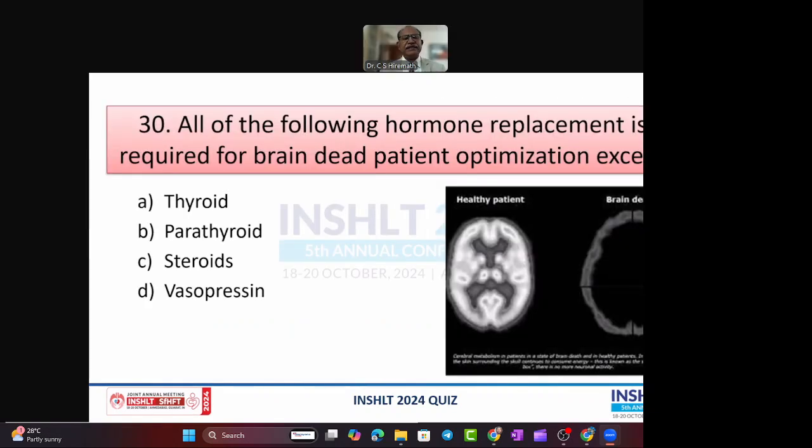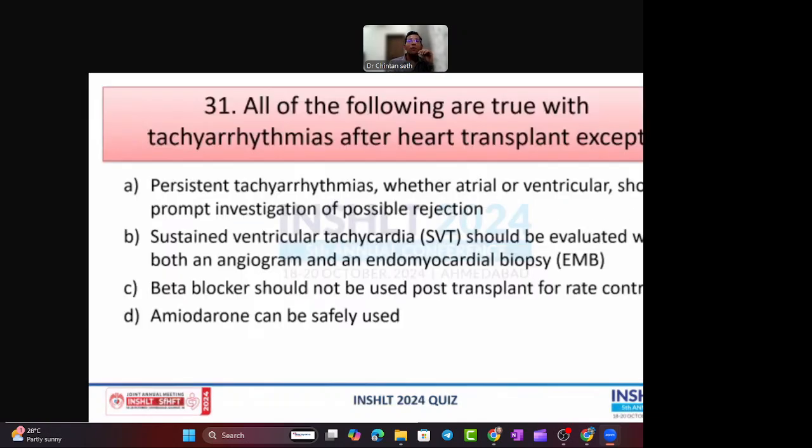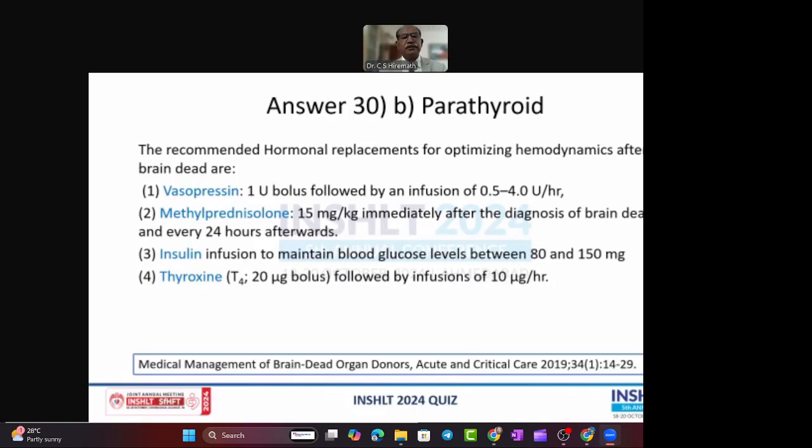All of the following hormone replacement is required for brain dead patient optimization except. The answer is obviously parathyroid, because when a patient is brain dead, the pituitary will not get blood, so it malfunctions and the hormones released by the pituitary will not be available. So we have to replace vasopressin, methylprednisolone, thyroid hormones, and insulin to control the blood sugar. But we don't need to replace the parathyroid hormone. These three, vasopressin, methylprednisolone, and thyroxine, should be given to all brain dead patients. Next slide.